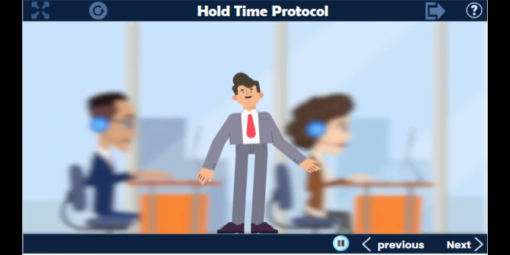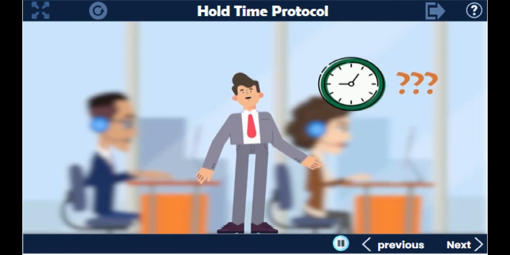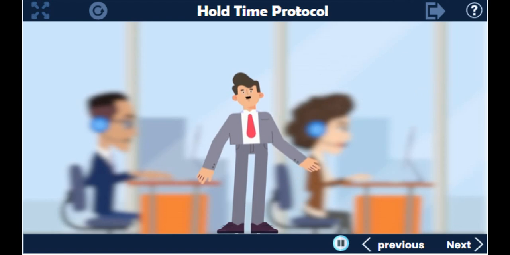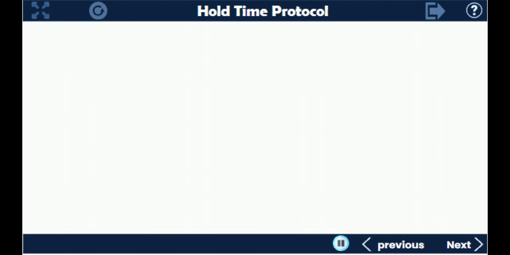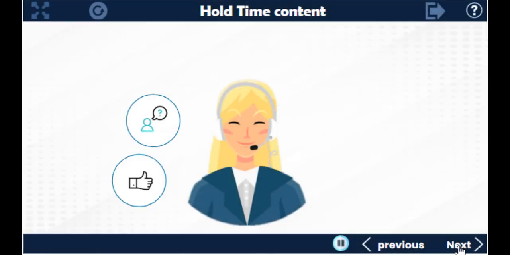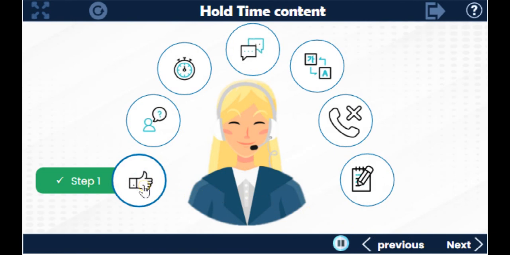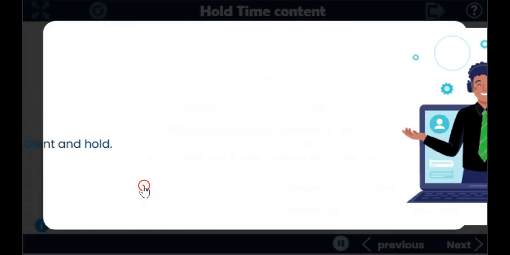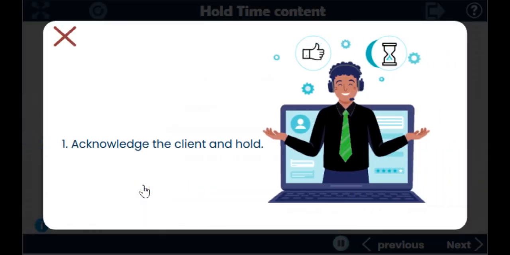If you are asked to hold on the line during an interpretation session by the client for an undisclosed amount of time, you need to acknowledge and hold. Acknowledge the client and hold.